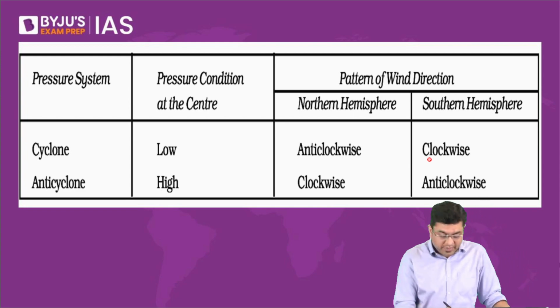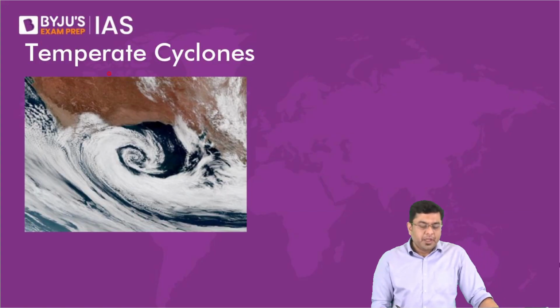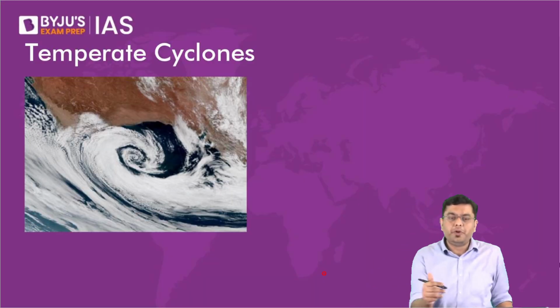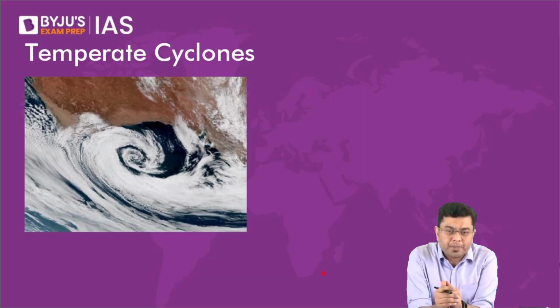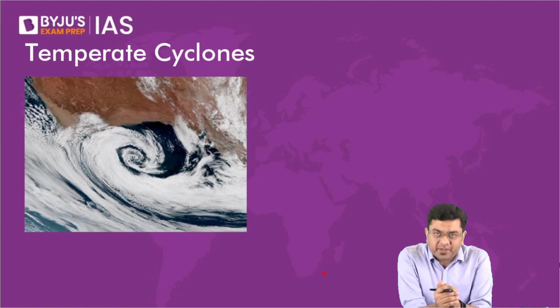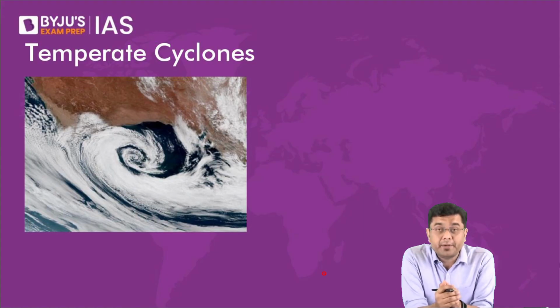Okay, now after this we come to the temperate cyclone, and then we will move over to the portion of a tropical cyclone. So coming over to the temperate cyclone, temperate means it is experienced in the temperate regions of the world. What are the temperate regions of the world? The mid latitudes, that is between 40 to 60 degrees. That is where this temperate cyclone will be created. Now, these are the regions of intense low pressure.